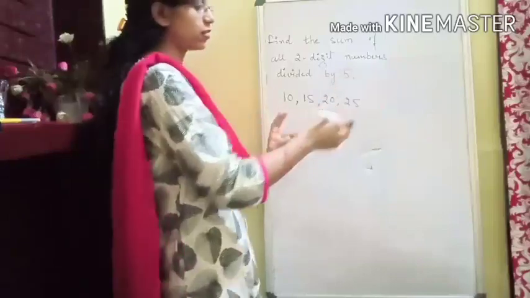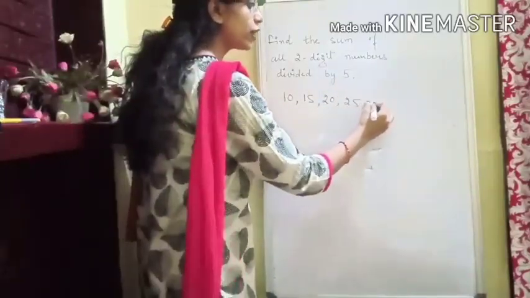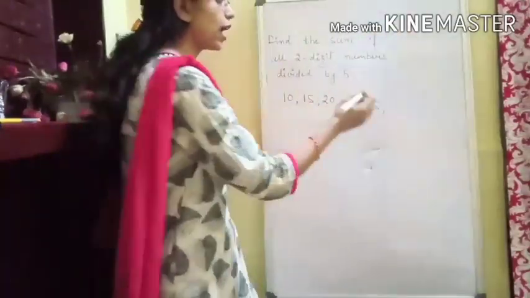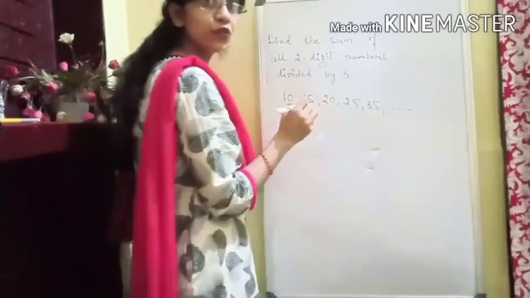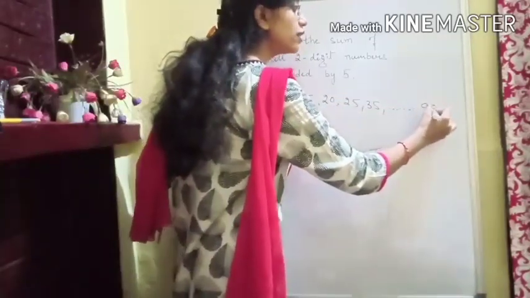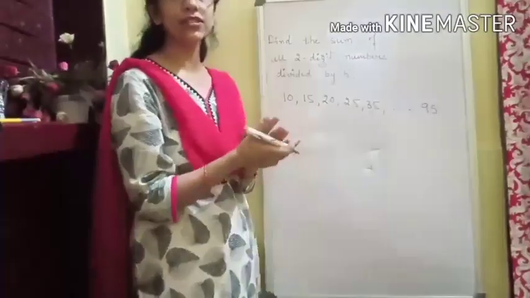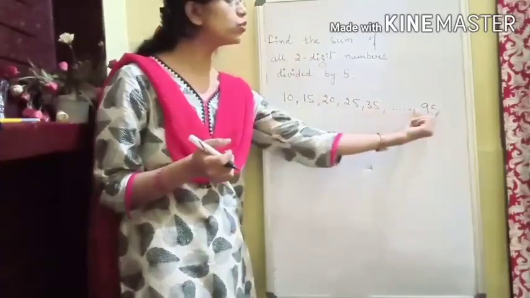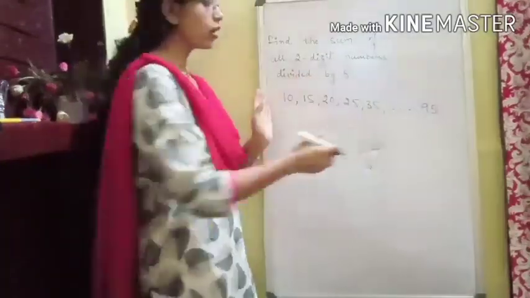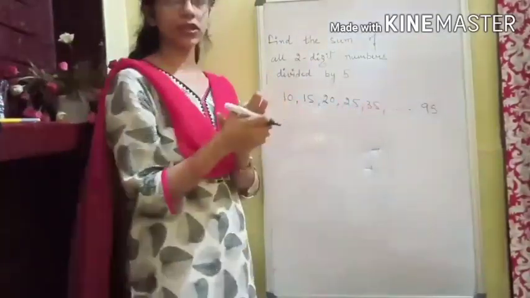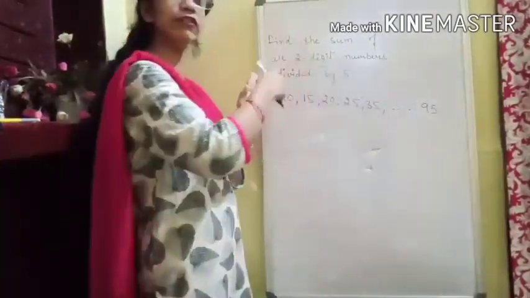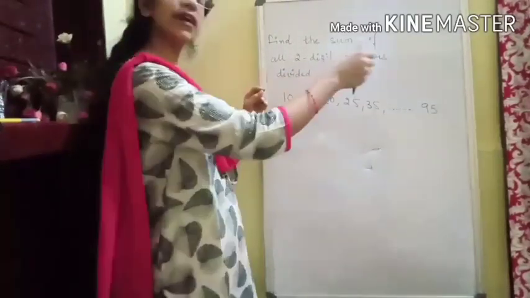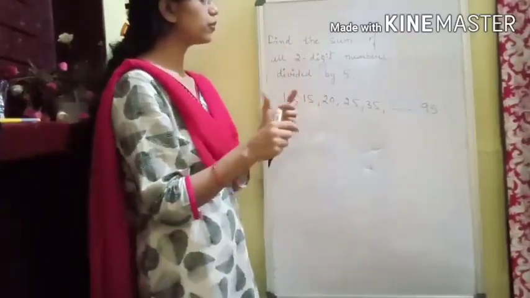I think now you know the pattern. Then we'll write 30, 35, after that 40, 45, 50, 55, 60, and so on, and we will be writing it up to 95, because we will not write 100. 100 is a 3 digit number. We have to take all the 2 digit numbers. So these are all the 2 digit numbers which are divisible by 5. Now if you write the numbers and see them all together, the total would be 18. You can write them and count them.